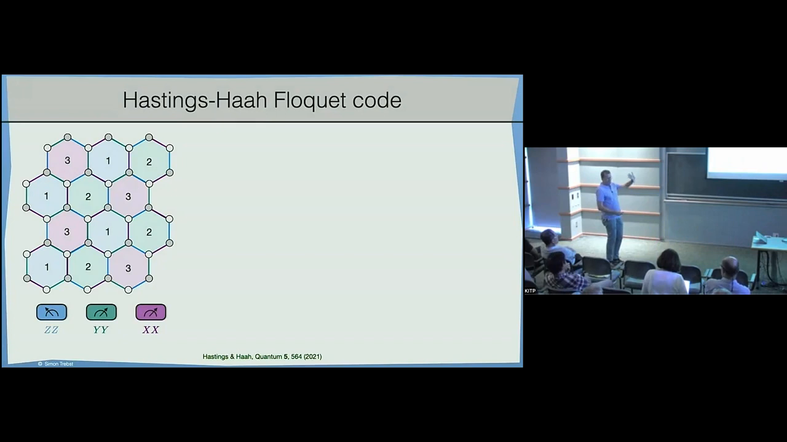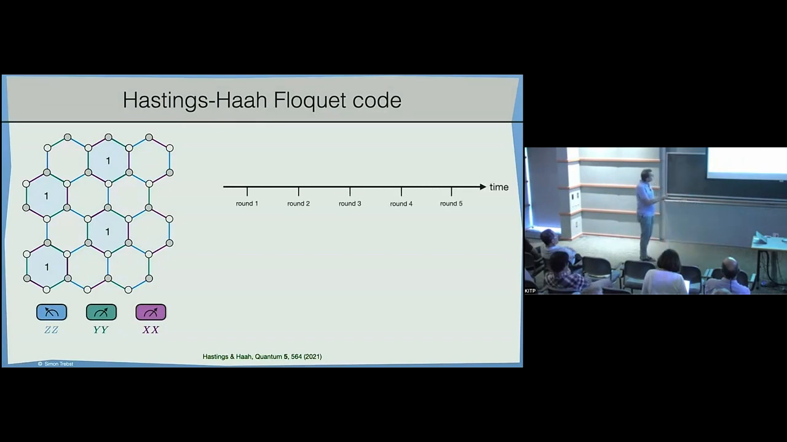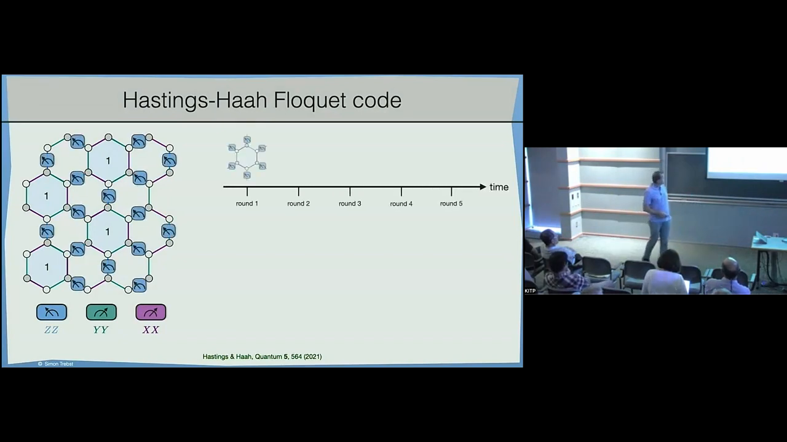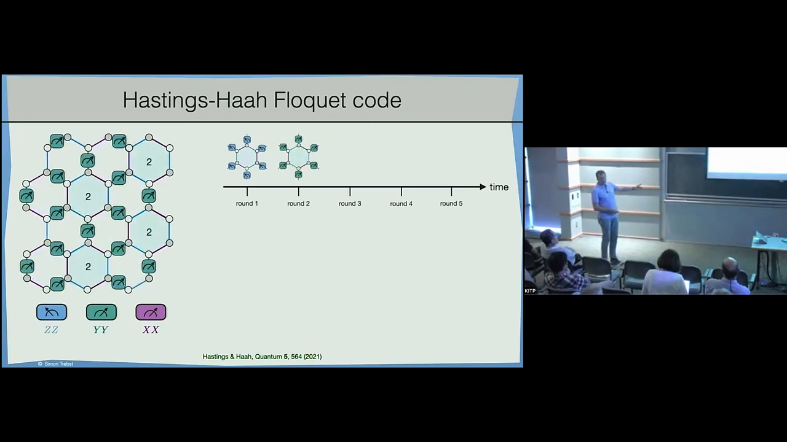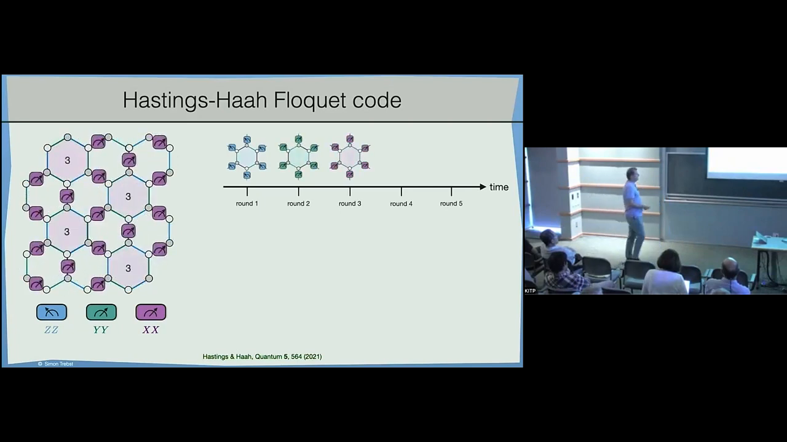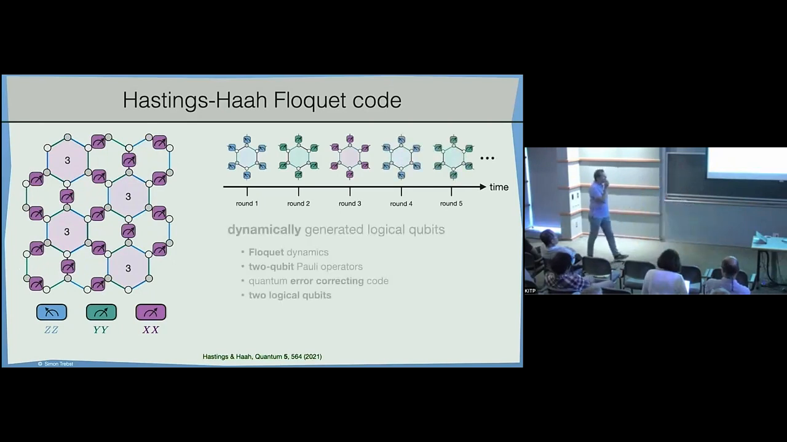And we will also put a temporal pattern where we say, well, in the first round of our measurements, we are measuring now all these X bonds. Okay. In the second round, we measure all the Y bonds, and then the third, all the Z bonds. And we continue like that. So why is that interesting?